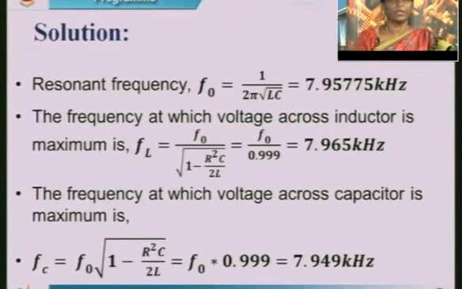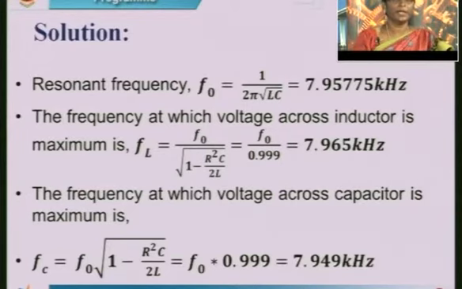7.95775 kilohertz. I am taking up to the fifth digit because here we are going to check it is approaching the resonance frequency. So FL and FC are almost equal to the resonance frequency. So we calculated the resonance frequency, which is nothing but 7.95775 kilohertz.